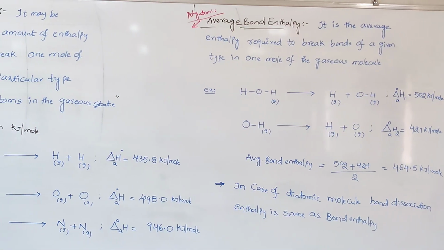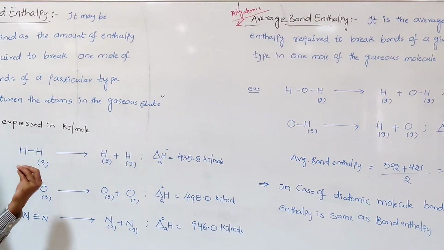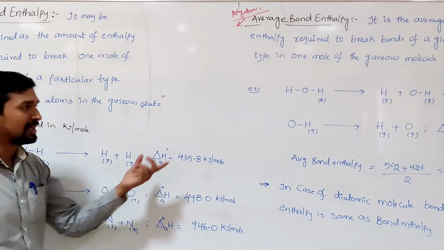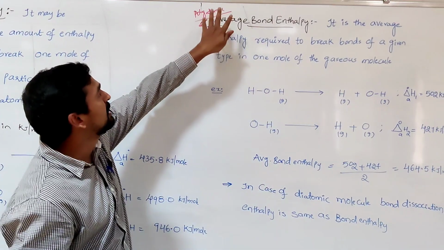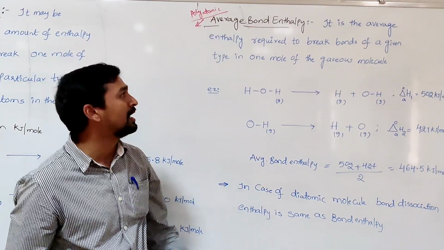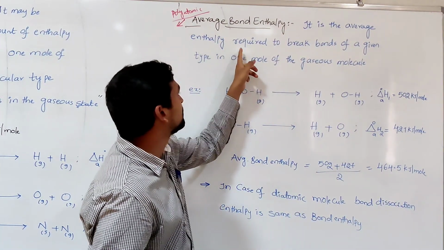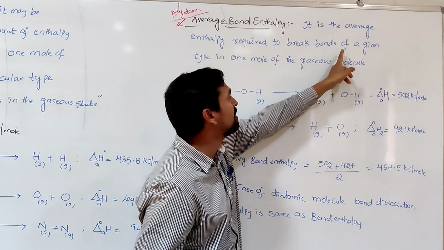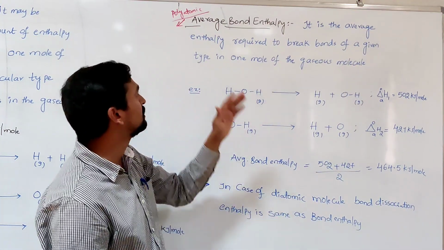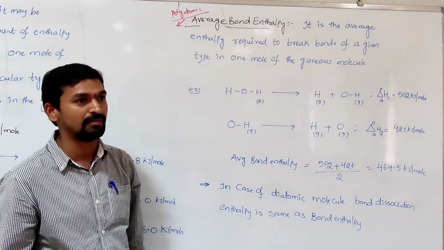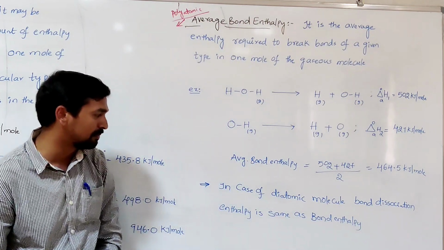So for hydrogen-hydrogen, oxygen double bond oxygen, nitrogen triple bond nitrogen, the bond dissociation enthalpy will remain the same. But in the case of polyatomic molecules, it is different. That's why, in the case of polyatomic molecules or ions, the average bond enthalpy is defined as the average enthalpy required to break bonds of a given type in 1 mole of the gaseous molecule. So that is called average bond enthalpy.